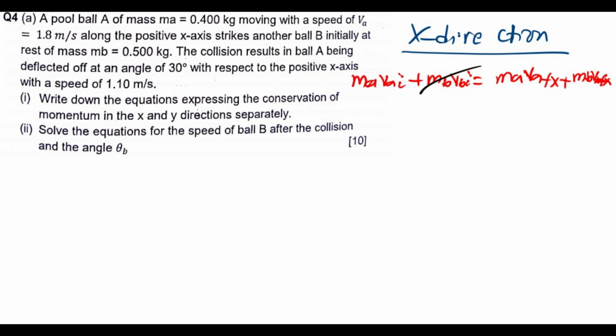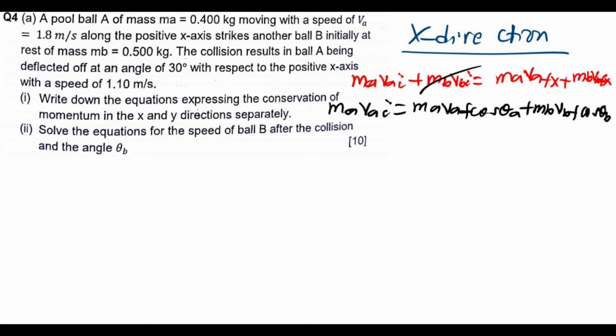So we are now going to have MA VA initial equal to MA VA final. Since it is in x, it's going to be cos theta A, because we are dealing with A, plus MB VB final cos theta B, like that. So this is going to be the equation for the x-axis.